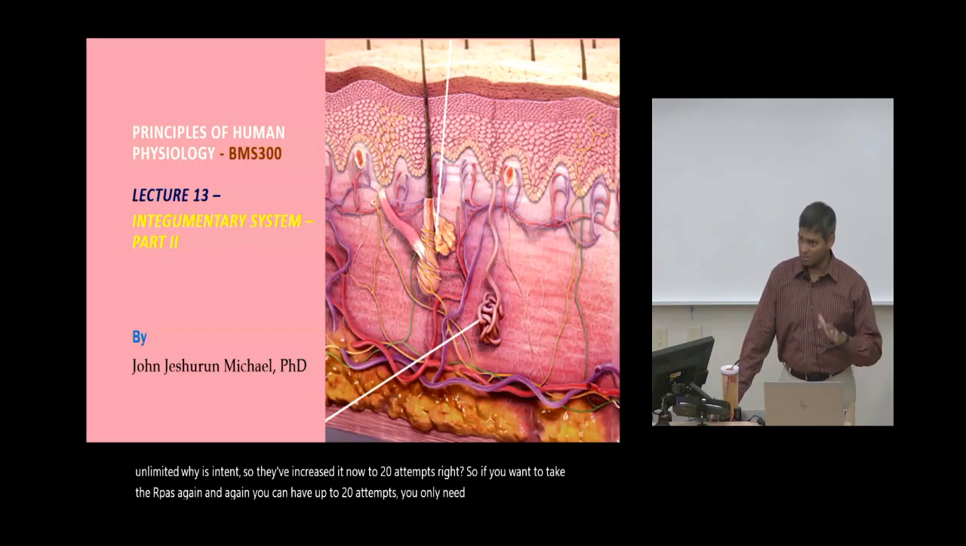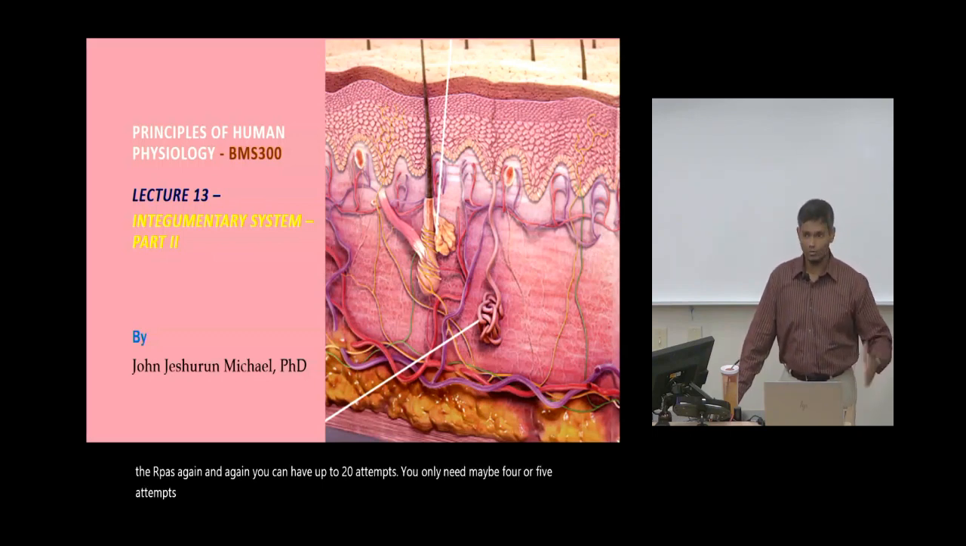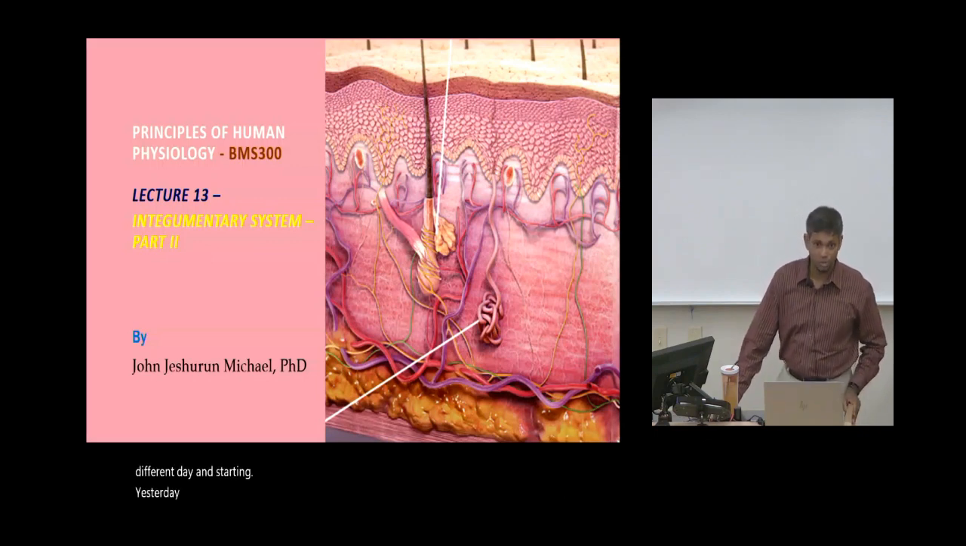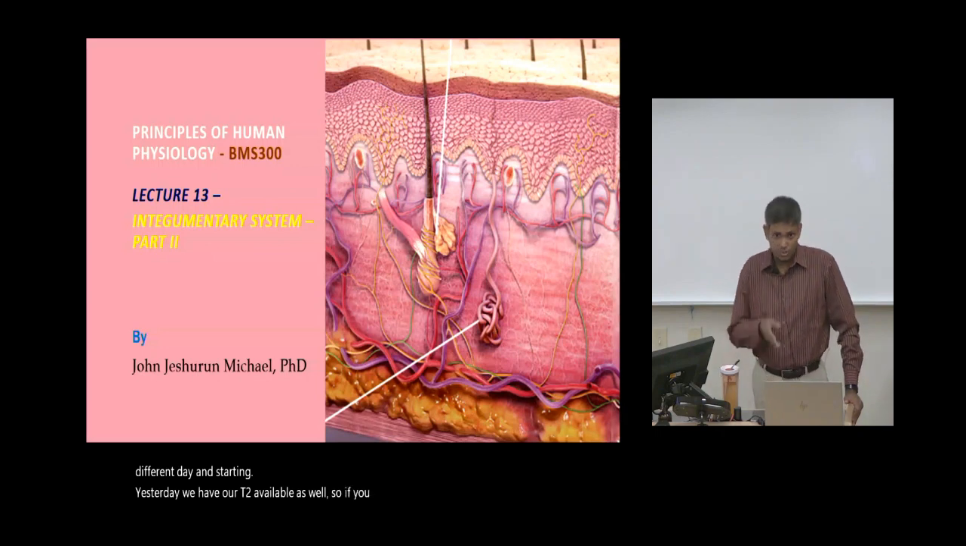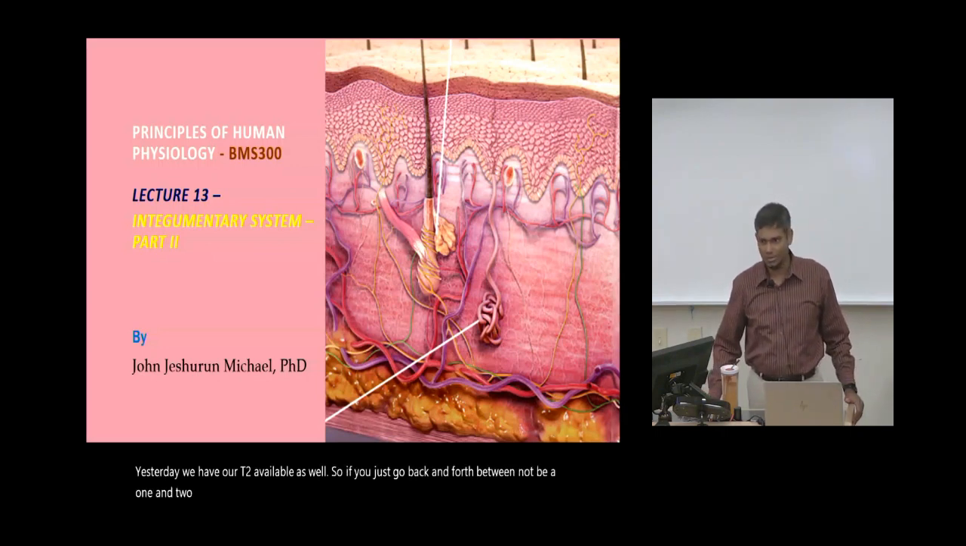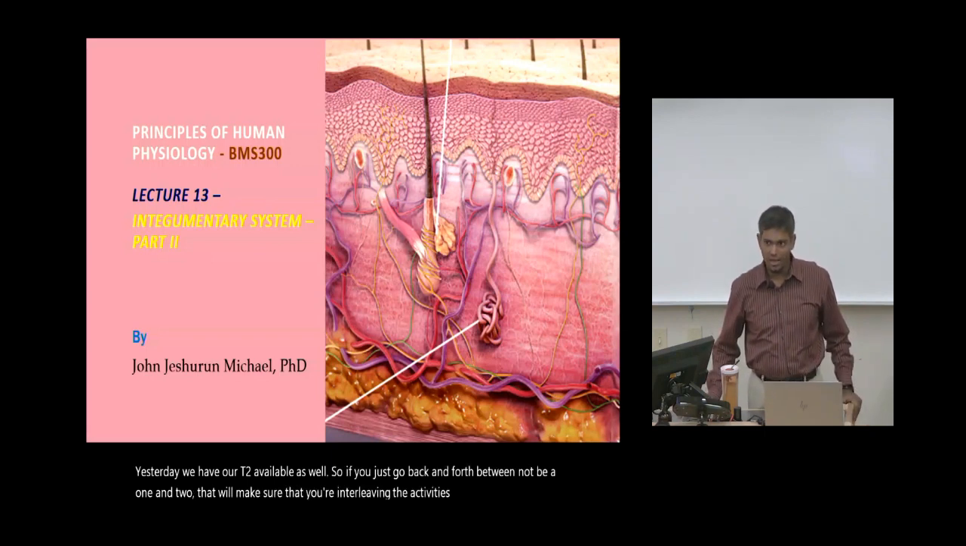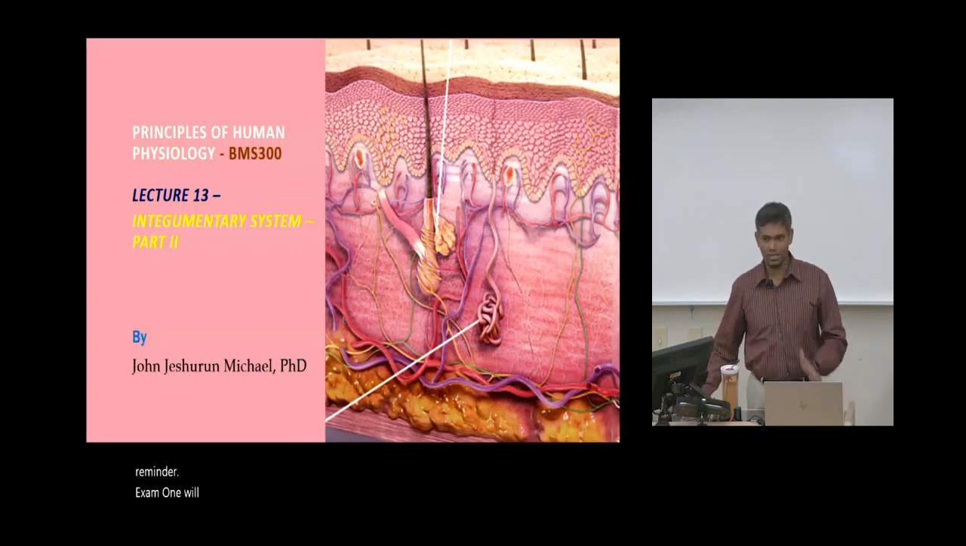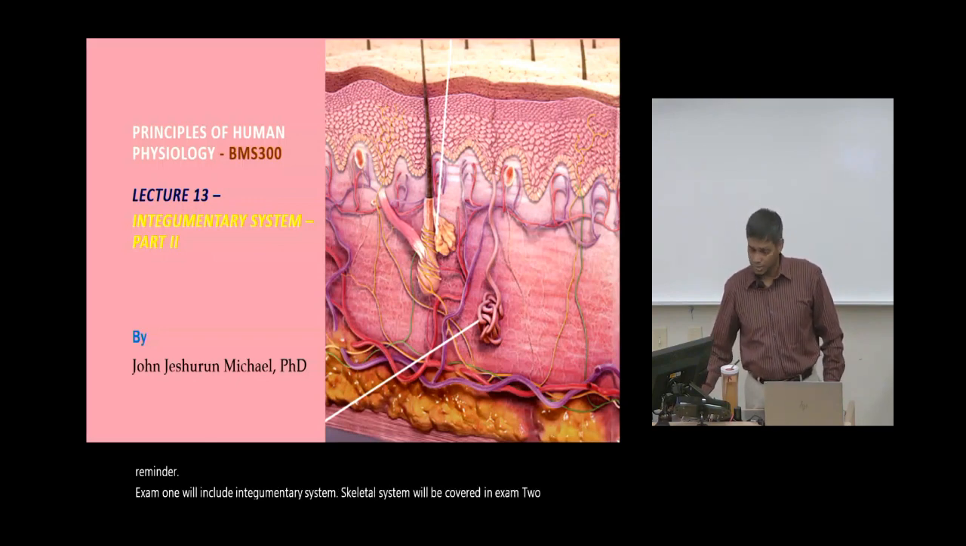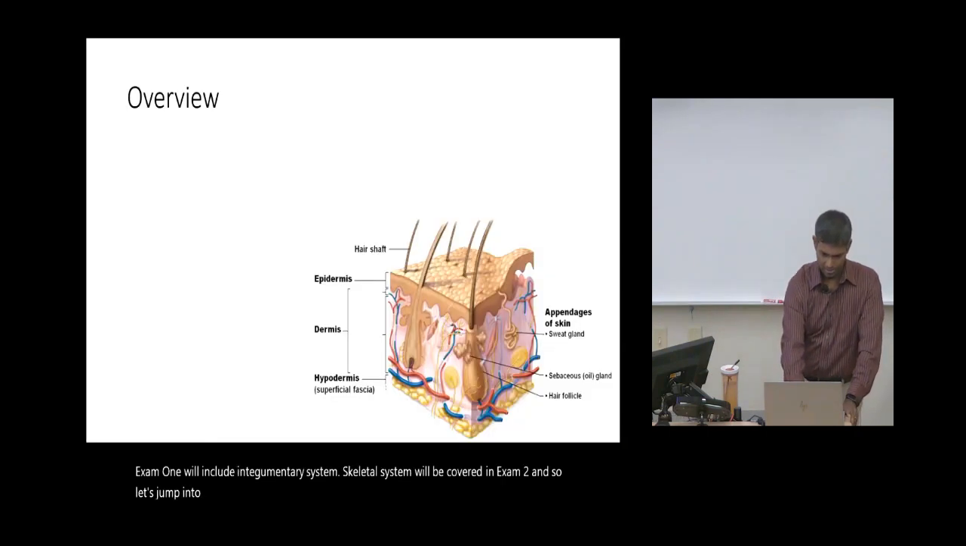You only need maybe 4 or 5 attempts to see all of the questions in a bank, right? So I would say take each attempt on a different day, and starting yesterday we have RPA 2 available as well. If you just go back and forth between RPA 1 and 2, that will make sure that you're interleaving the activities. Also, just another reminder, exam 1 will include the integumentary system, and the skeletal system will be covered in exam 2. And so let's jump into today's material.